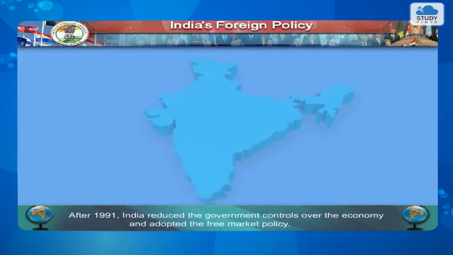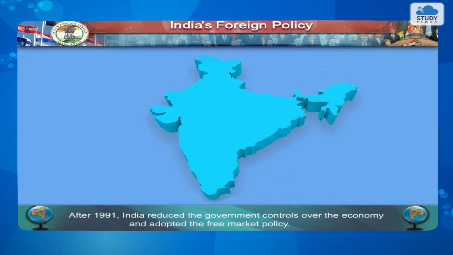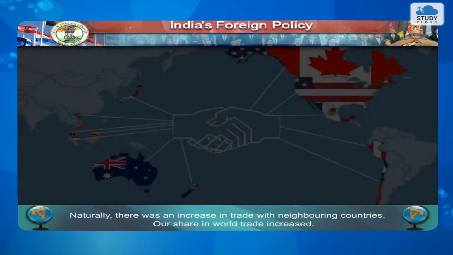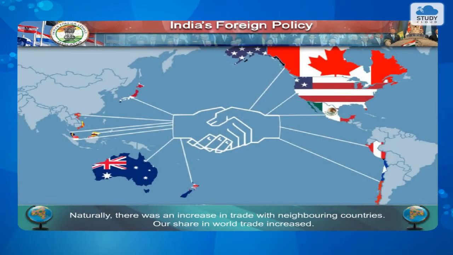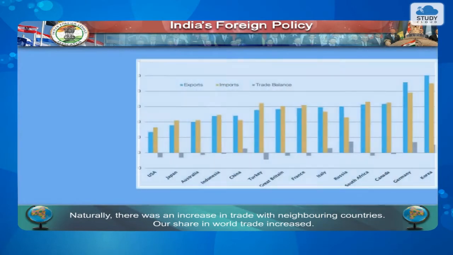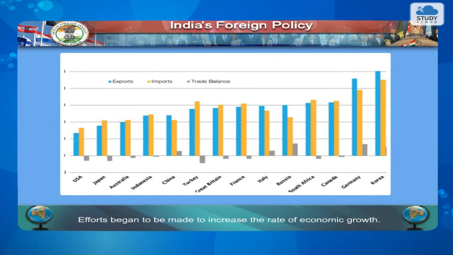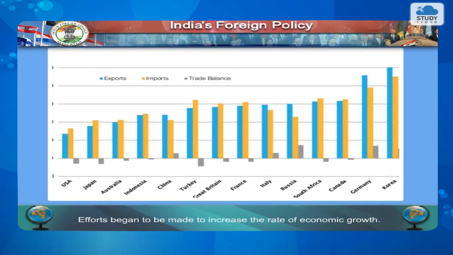After 1991, India reduced the government controls over the economy and adopted the free market policy. Naturally, there was an increase in trade with neighboring countries. Our share in world trade increased. Efforts began to be made to increase the rate of economic growth.